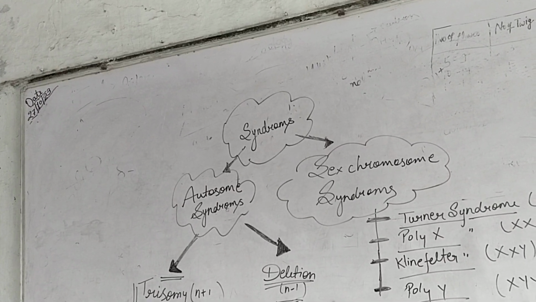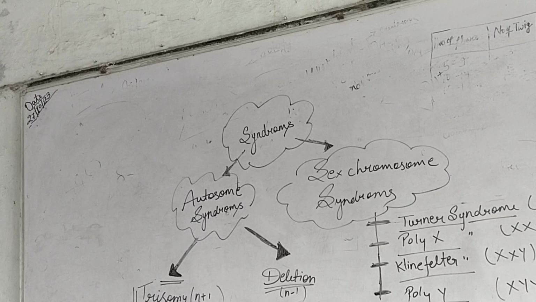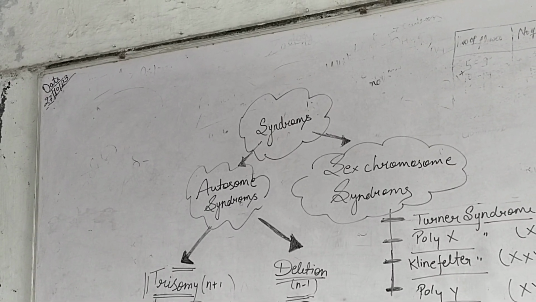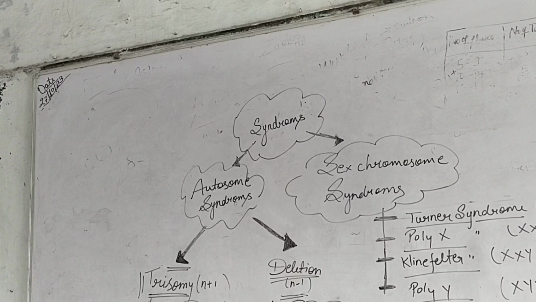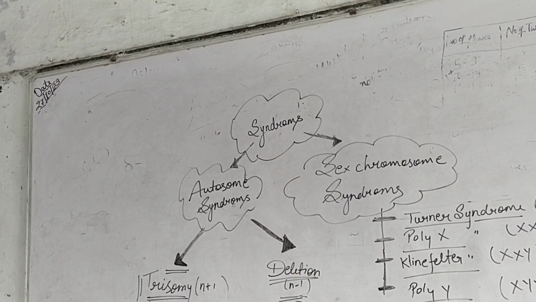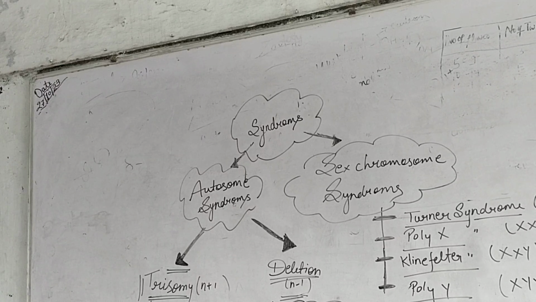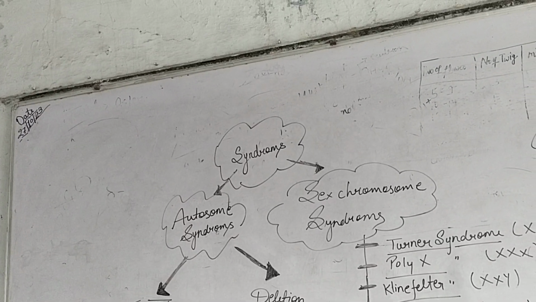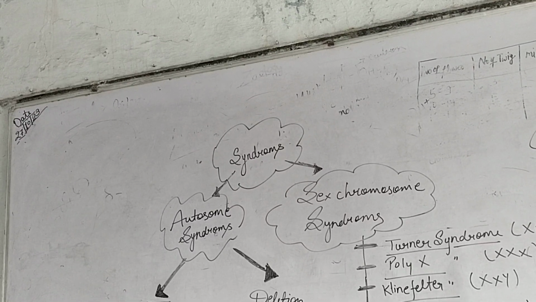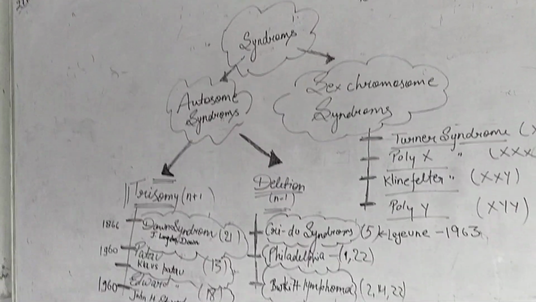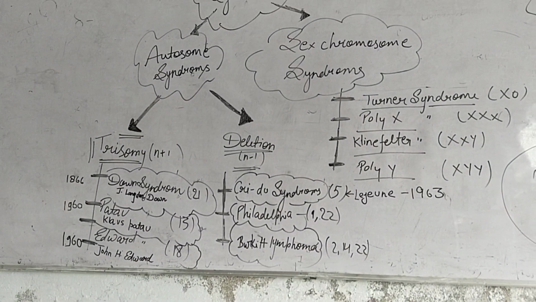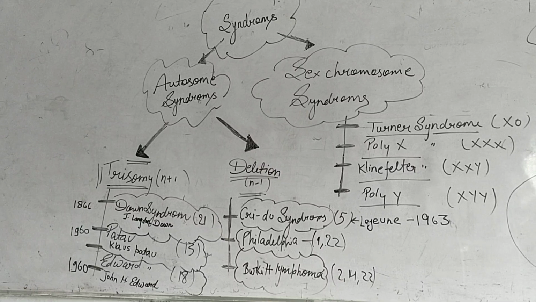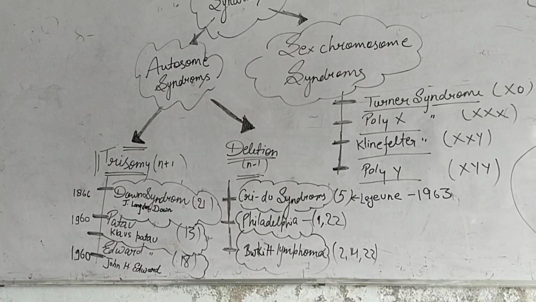Now we move on to Patau syndrome. If the mutation happens in chromosome number 13, the syndrome is known as Patau syndrome. It was discovered in 1960 by Klaus Patau. Next, we move on to Edwards syndrome. If a mutation involves chromosome number 18, it is known as Edwards syndrome. It was also discovered by John H. Edwards, which is why it is called Edwards syndrome, in 1960.